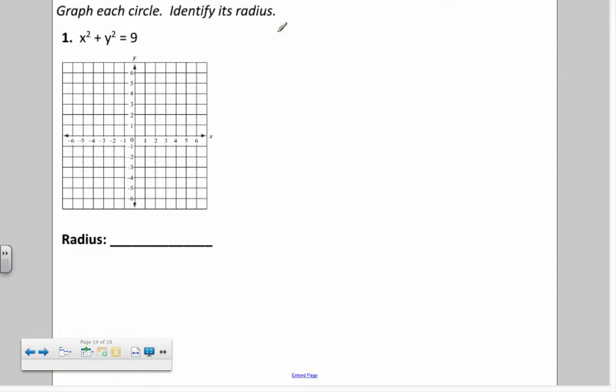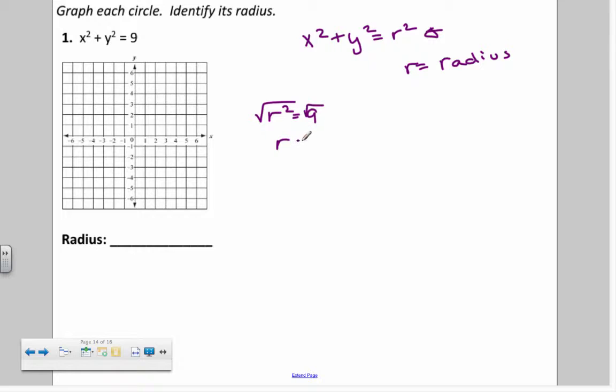Well, I know if I have a circle that starts at the center, which means my origin, that circle can be written as x squared plus y squared equals r squared, where r is my radius. So I might want to identify what my r would be. So if r squared here equals 9, then r, if I were to take the square root of both sides, would give me 3.